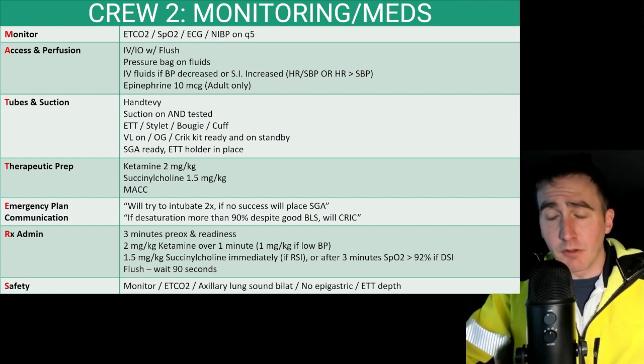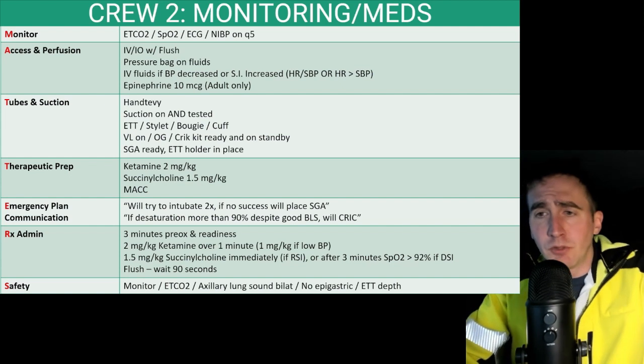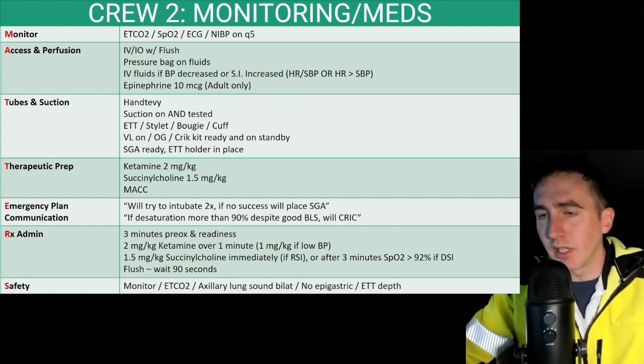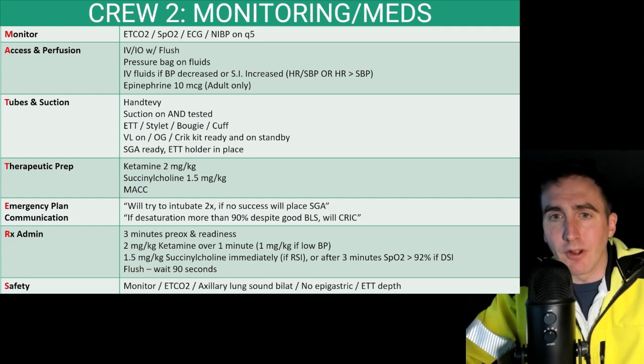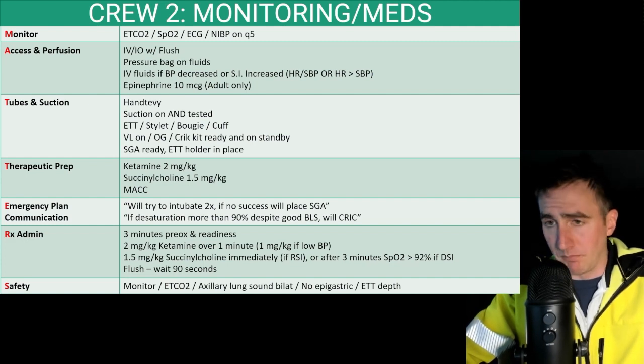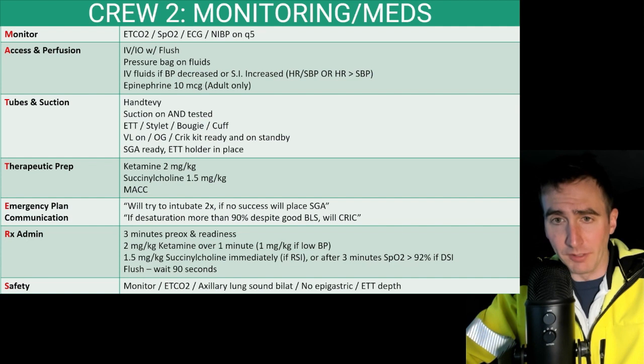And then the therapeutic prep refers to the aforementioned RSI medications. Now, if there's a succinylcholine shortage, then we'd switch this to rocuronium. But again, it's ketamine, 2 milligrams per kilogram. You would halve that, 1 per kg, if they're elderly or if they're hypotensive. And always perform a MAC. And then comes your emergency plan comms. And then you administer the medications. So the exact timing of the medications depends on if you're performing RSI or DSI.